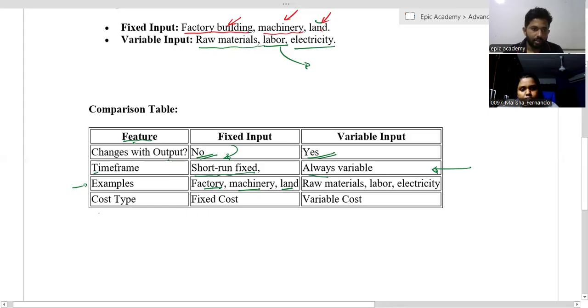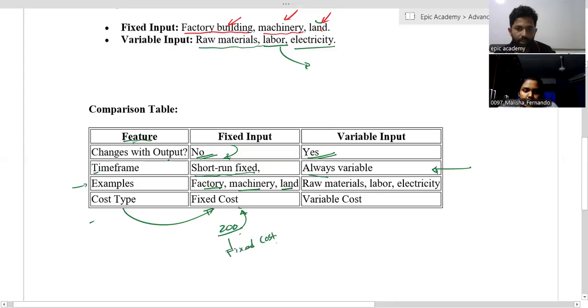Type of cost. If you are going to spend money on the fixed factor, the fixed input, we call it fixed cost. If you are going to spend 200 rupees on machineries or land or a factory building, this 200 we can call a fixed cost.